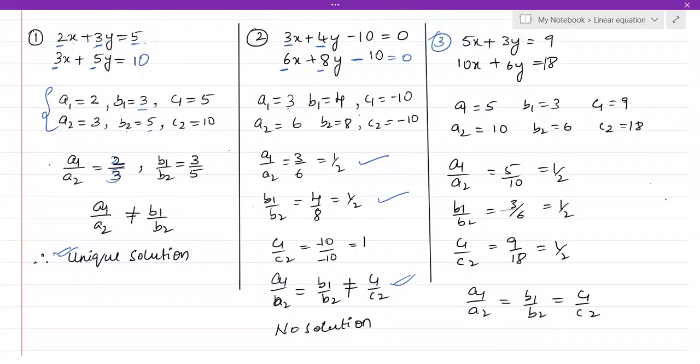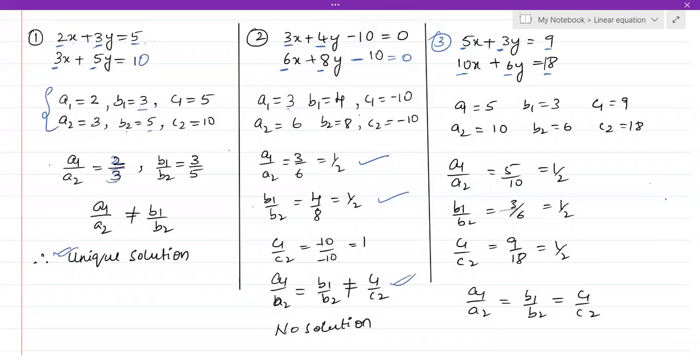Sorry. So in the next one, 5x plus 3y is equal to 9, 10x plus 6y is equal to 18. Again, the same stuff. Find a1, b1, c1, a2, b2, c2. Okay. So here a1 is 5, isn't it? b1 is 3 and c1 is 9. a2 is 10, b2 is 6 and c2 is 18.